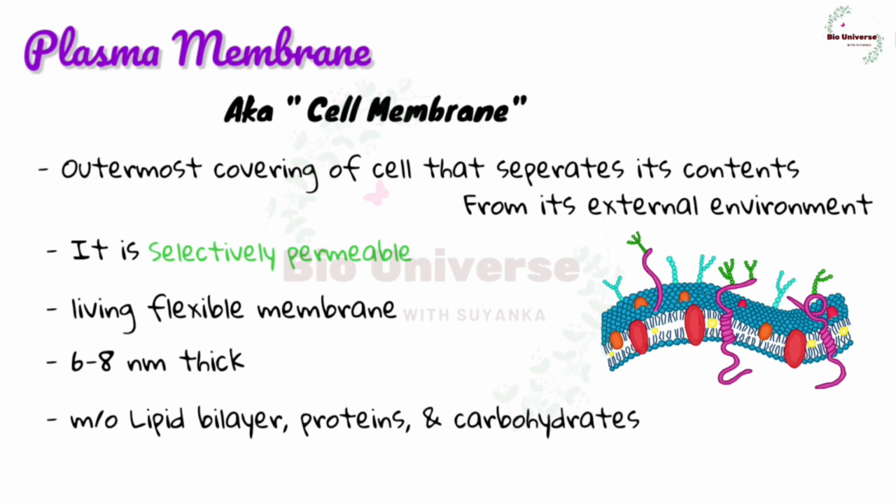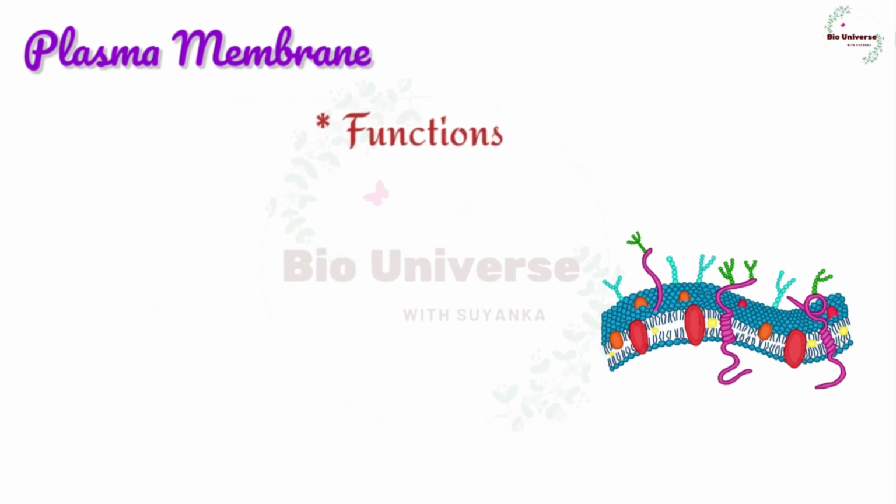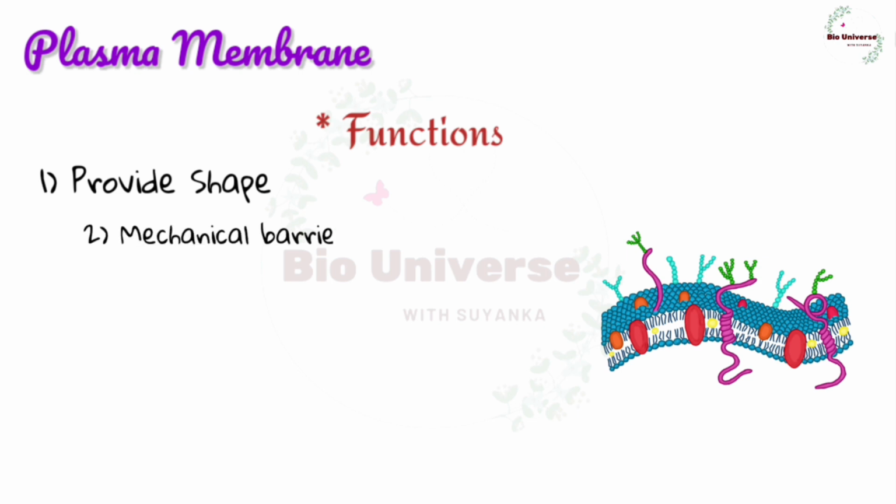The plasma membrane is made up of lipid bilayer, proteins and carbohydrates. Functions of the plasma membrane. It provides a definite shape to the semi-fluid contents of the cell. It functions as a mechanical barrier that protects the internal contents of the cell. The membrane determines what substances are to be allowed entry into or exit from the cell.